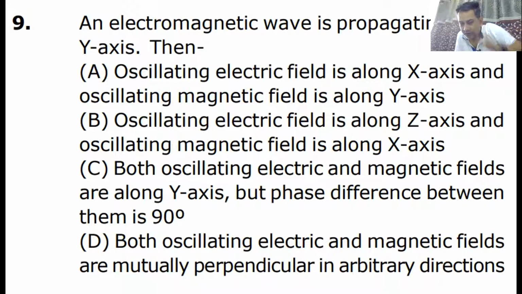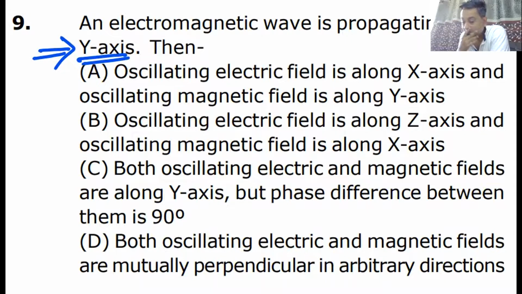EM wave is propagating along y-axis. Yes, beta. A, sir. Oscillating electric field is along x-axis and magnetic field is along y-axis. No, beta. Electromagnetic wave is moving along y-axis. Electric and magnetic field will be perpendicular to y-axis. Think again. Think harder.